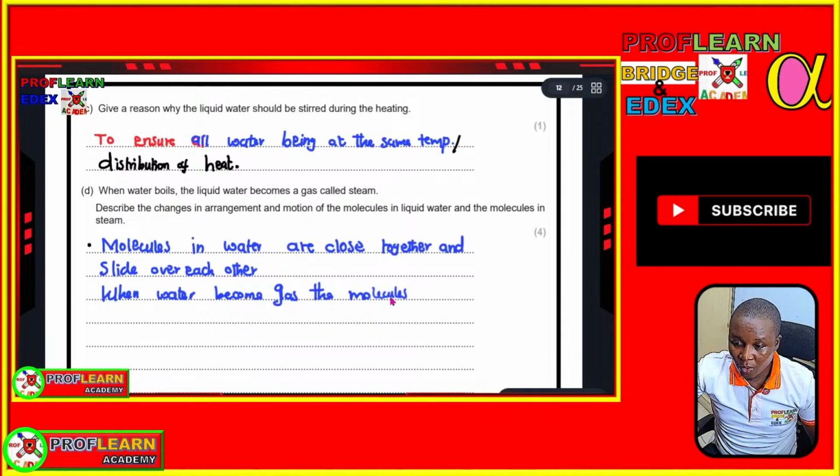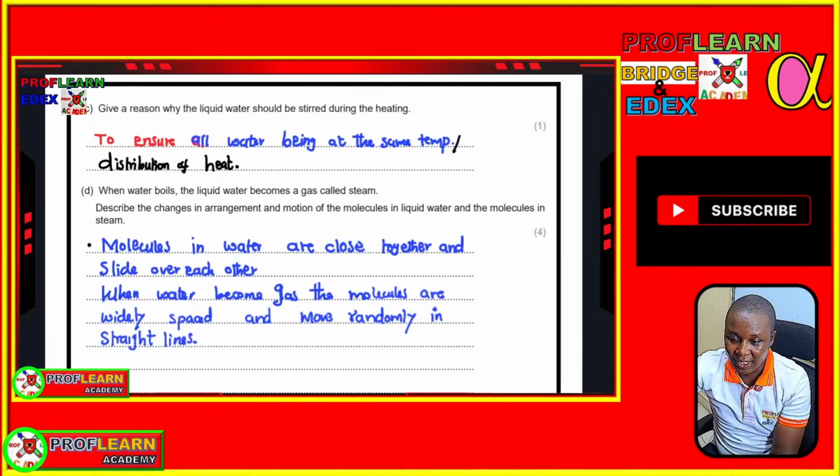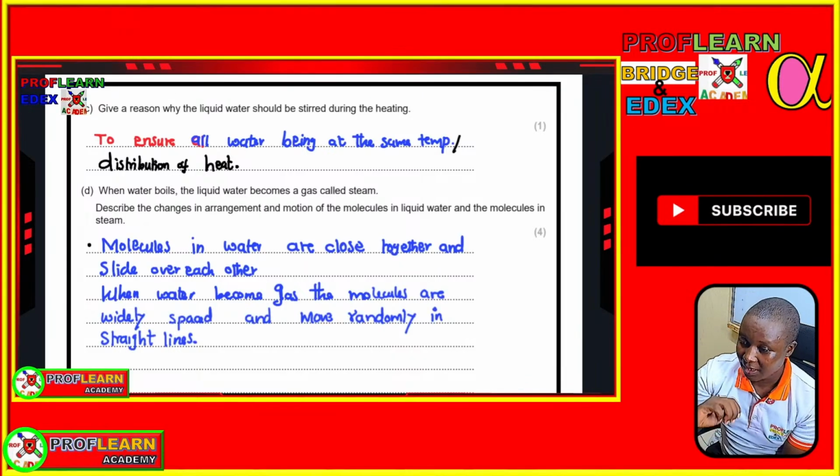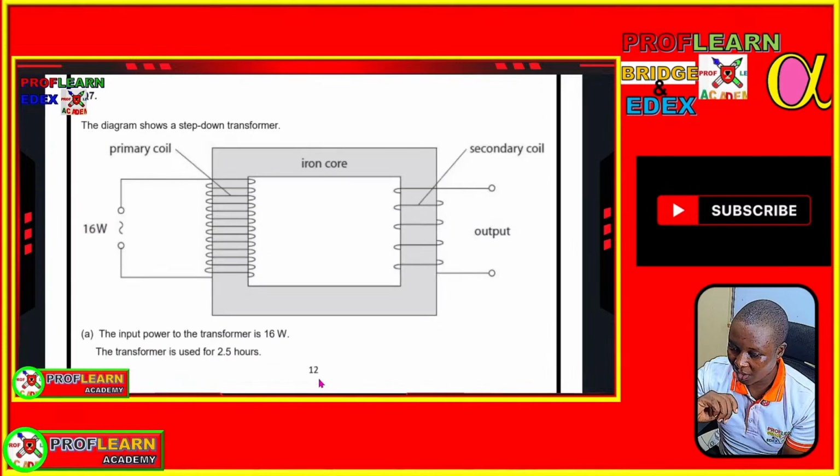So when water becomes gas, the molecules are widely spaced, they move randomly in straight lines, and they move at higher speed. So if a question comes like that, I believe we have tried to answer as many questions as possible for you to be able to answer a question on that.